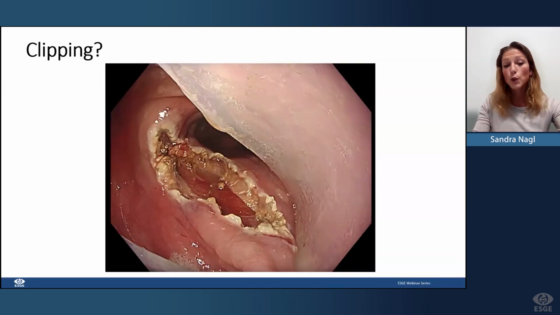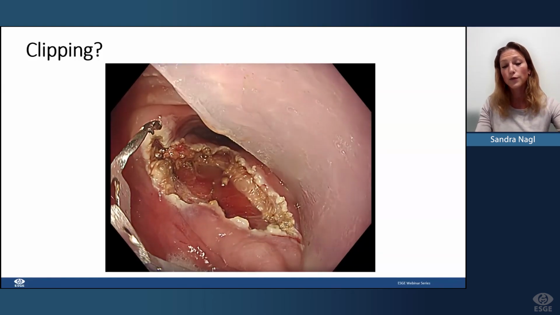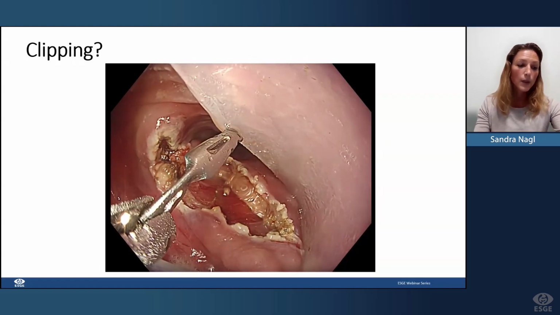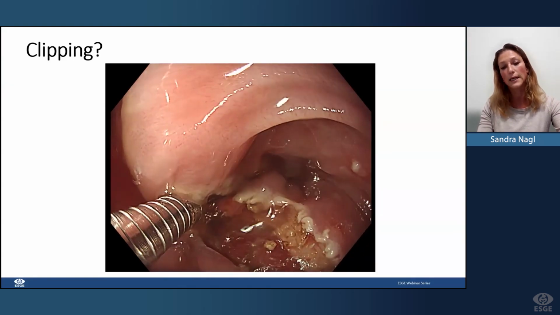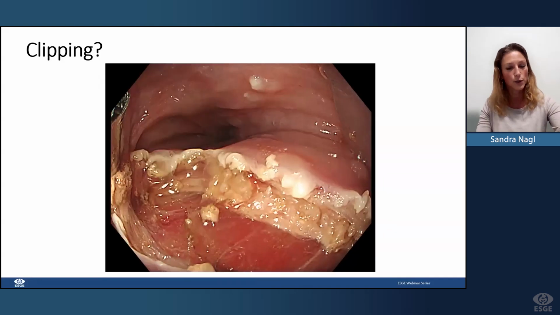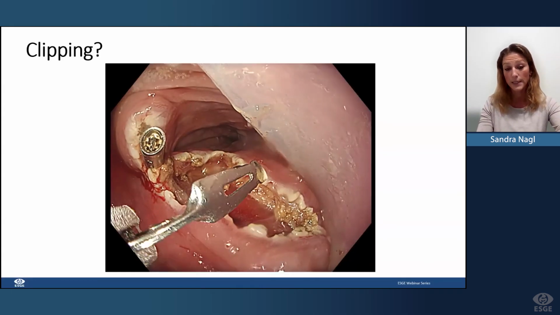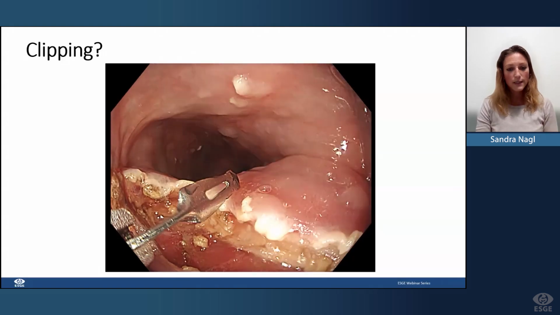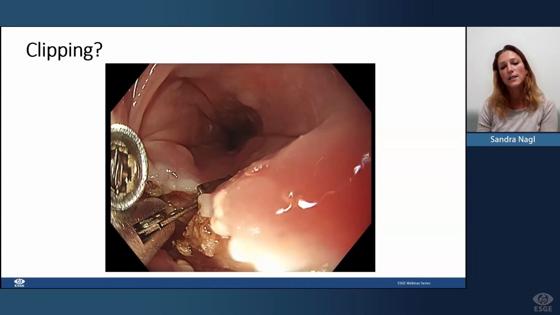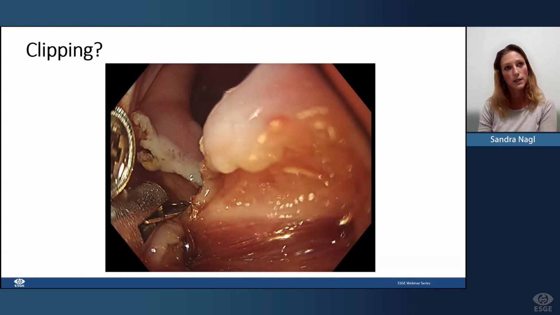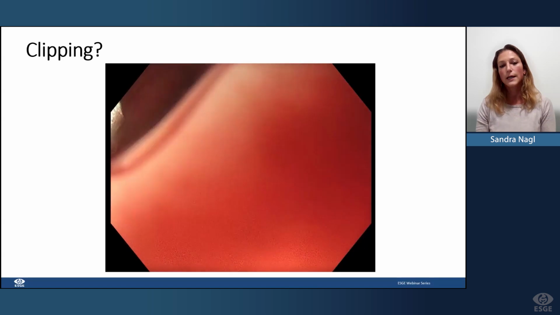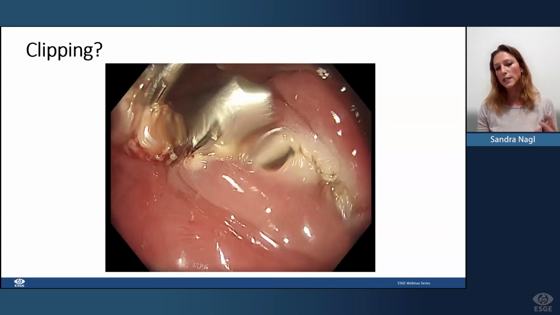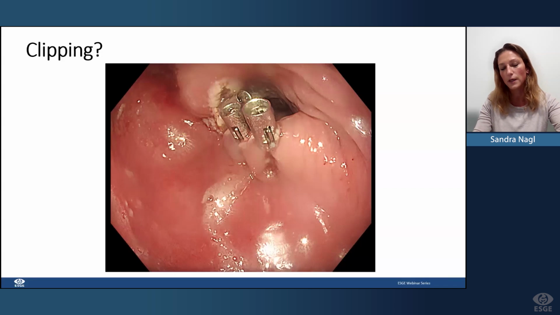Then the next thing is, should we clip when we perform flexible endoscopic septotomy? Well, there is no data or not sufficient evidence supporting that clipping has any beneficial effect in terms of post-procedural adverse events. But I personally always put at least one clip in the central part after the resection, just to adapt the resection wound a little bit. There's no need to completely close your resection wound. Just 1 or 2 clips is completely sufficient.